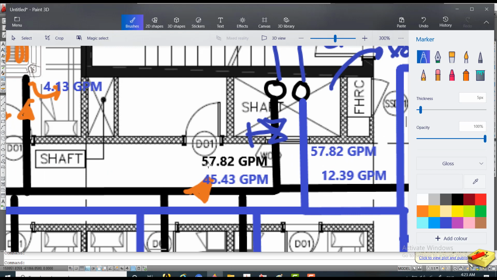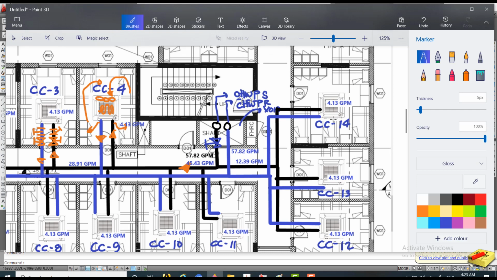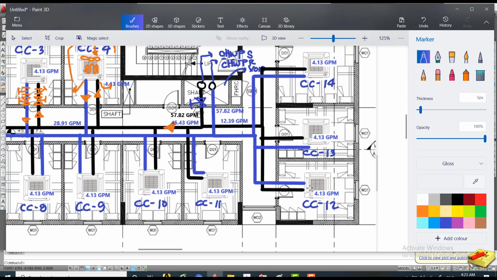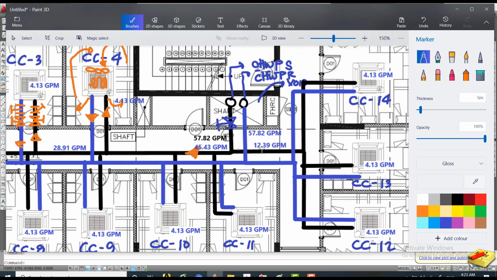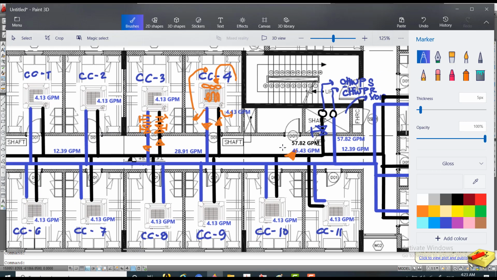Then ma-minus mo na lang itong 57.82 minus 45.43. So you have the value doon sa kabila. And you can also do that by means of multiplying 4.13 by the number of pieces. Kung ilang piraso ito, we have multiplied by 3. Then you have the value. Okay. So pinaghati lang natin sila.